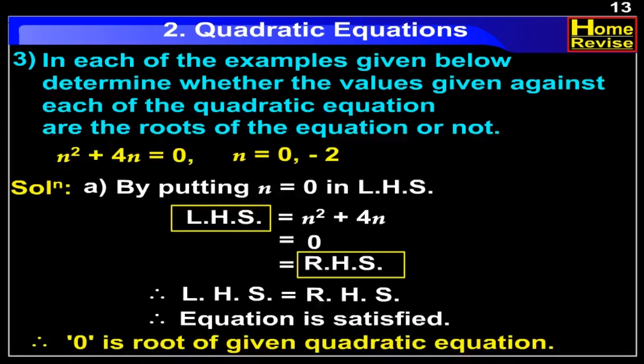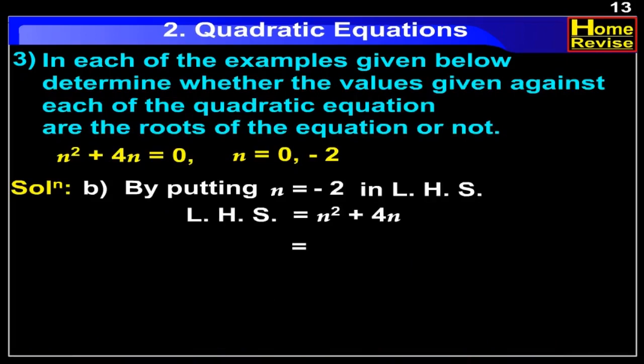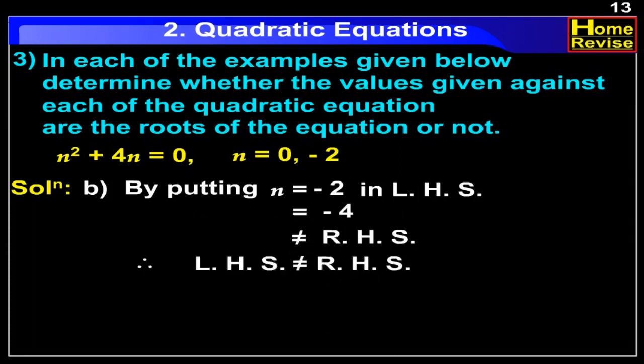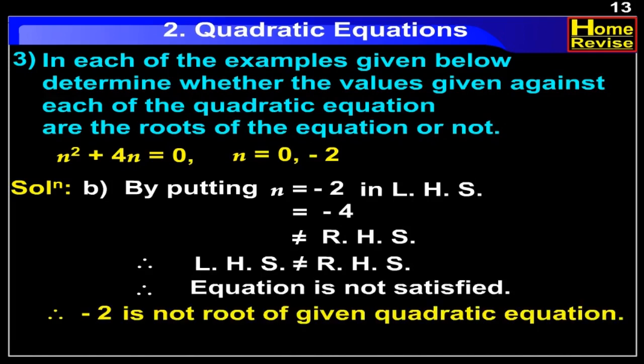Now, by putting n is equal to minus 2 in LHS, we have LHS is equal to minus 2 square plus 4 into minus 2, is equal to 4 minus 8, is equal to minus 4, which is not equal to RHS. Therefore, LHS is not equal to RHS. Thus, the equation is not satisfied. Therefore, minus 2 is not the root of the given equation.